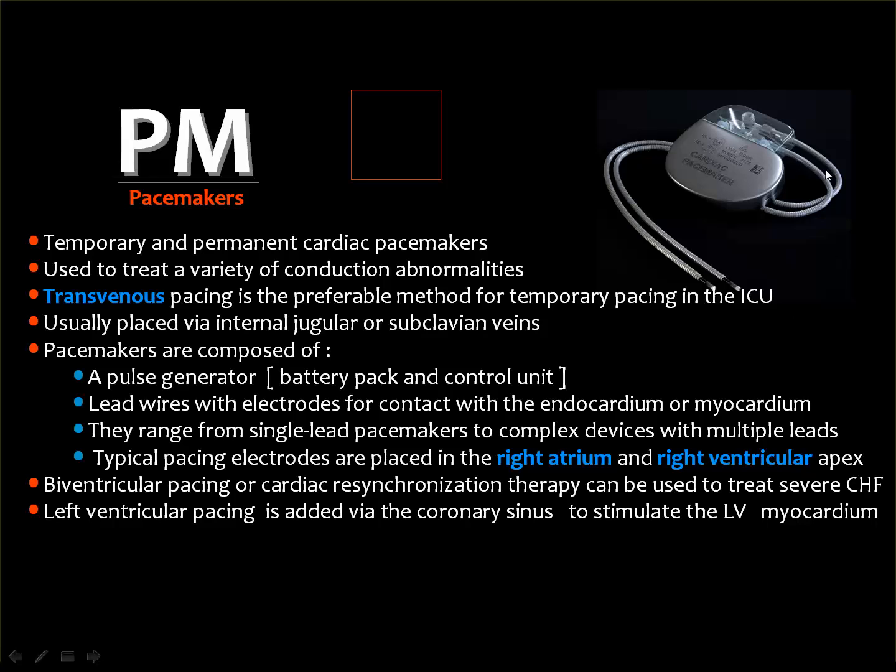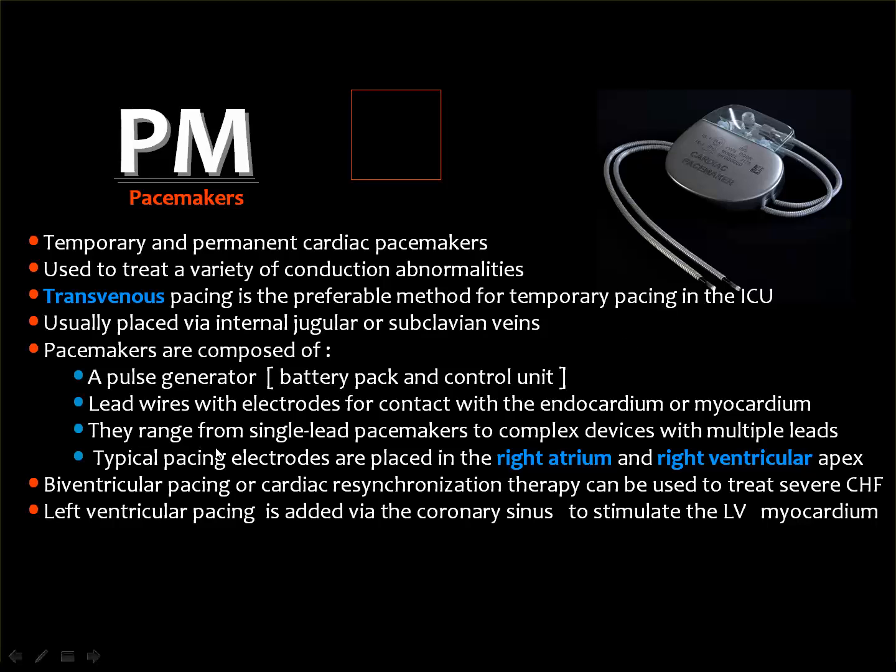Then the leads are inserted into the internal jugular or the subclavian vein, like the Swan-Ganz catheter and central venous lines. The pacemaker is composed of a pulse generator, which is a battery pack and the control unit. This is the pulse generator, and lead wires with electrodes for contact with the endocardium or the myocardium. These are the leads, and there are double lead pacemaker and triple lead pacemaker.